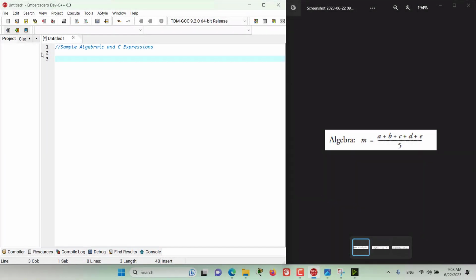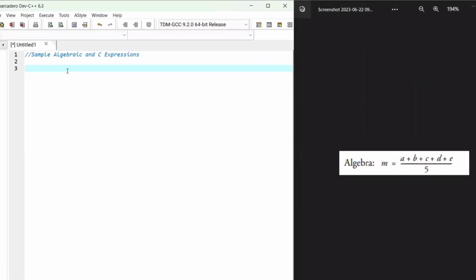Hello and welcome to this episode. In this episode, we want to convert this algebraic expression into a C expression. Now let's go and get started. M is equal to A plus B plus C plus D plus E, divided by 5.